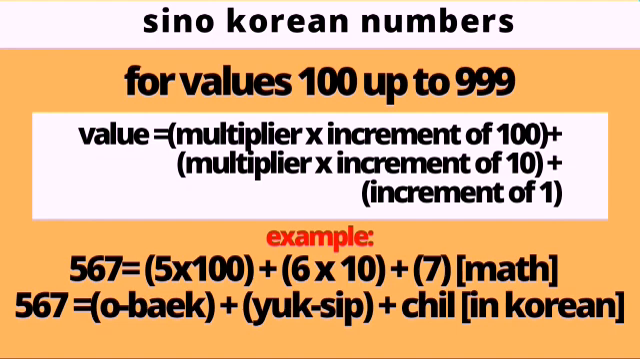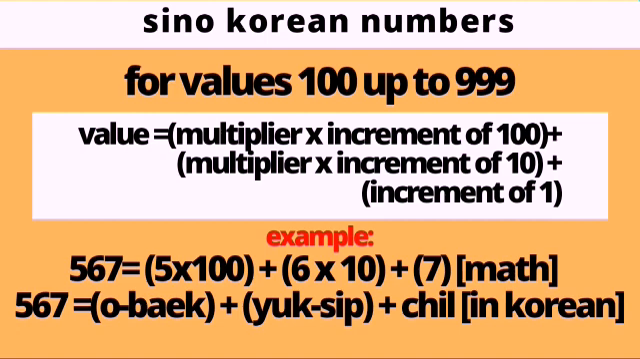Let's start with the increment of 100. So 5 times 100 equals 500. So 5 is O and bek is 100. So when we say O bek, it's the same as saying 5 sets of 100. So again, 5 is O and 100 is Bek or increment of 100. So when we say O Bek, it's the same as saying 500 or 5 sets of 100. So that's it for the increment of 100, which is the first part.